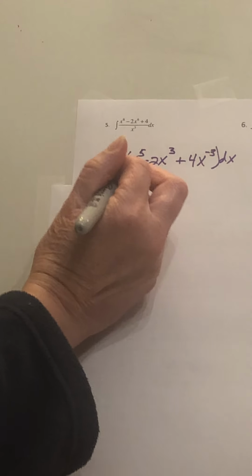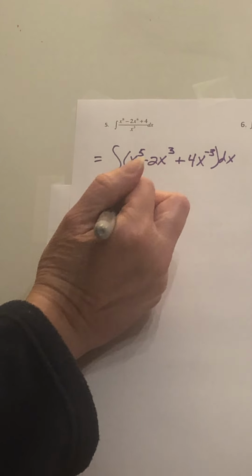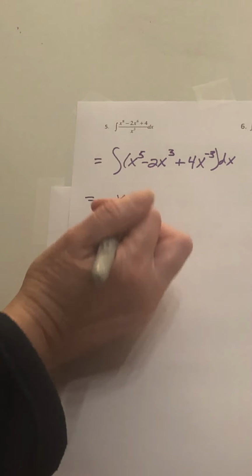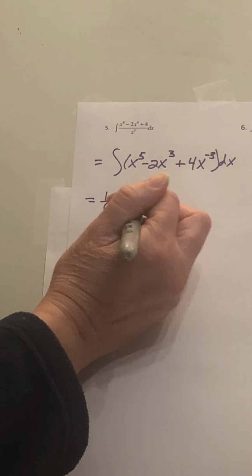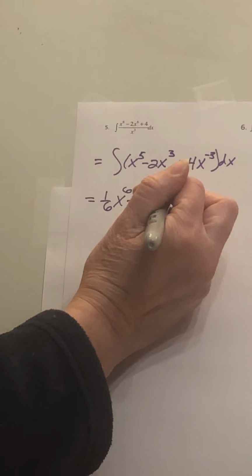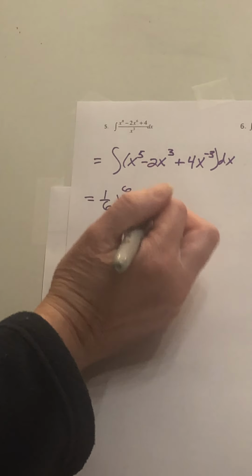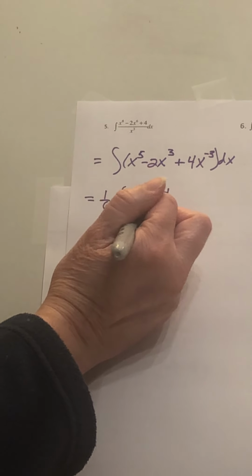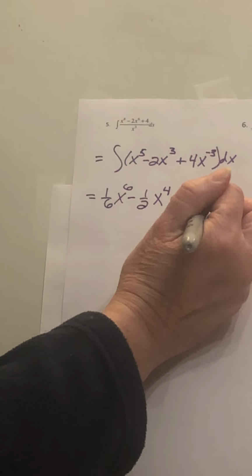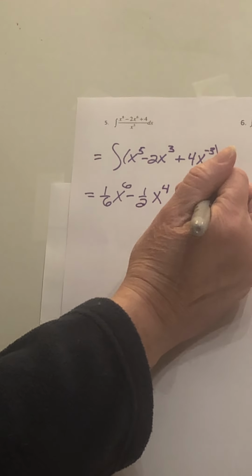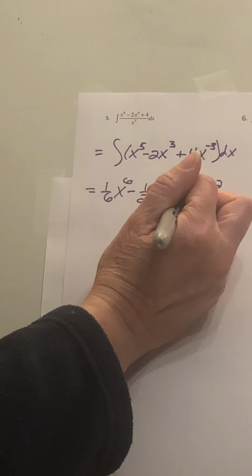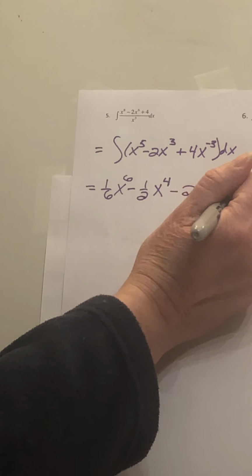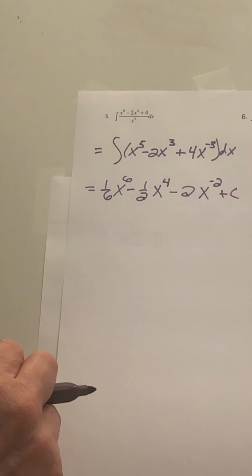Then I get my antiderivative by applying that power rule. X to the sixth, 1/6 in front, minus, this becomes x to the fourth. The 2 divided by 4 is 1/2. And then here, x to the negative 2. Take that 4 divided by negative 2, you get minus 2 plus c at the end.